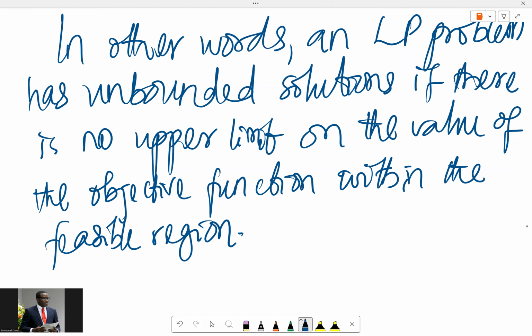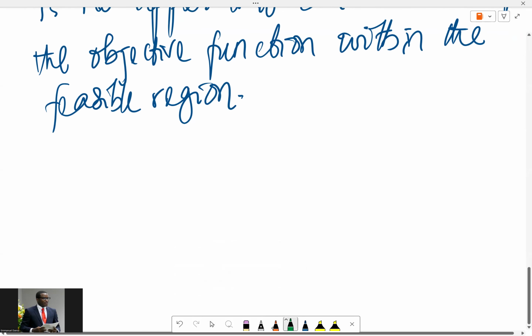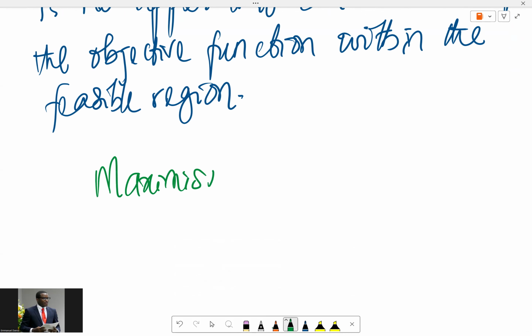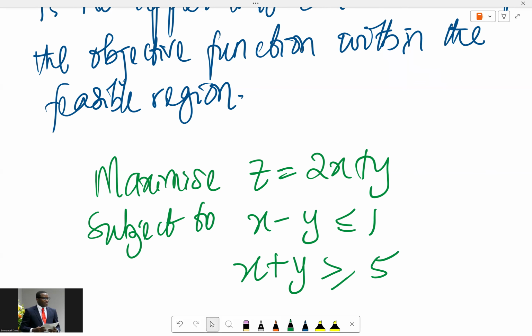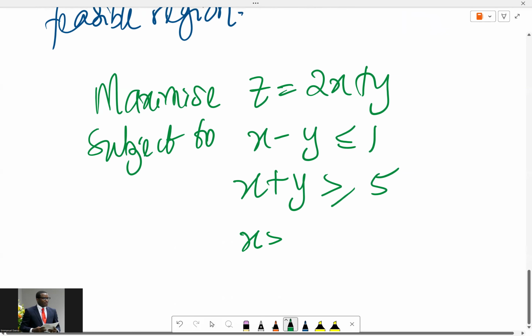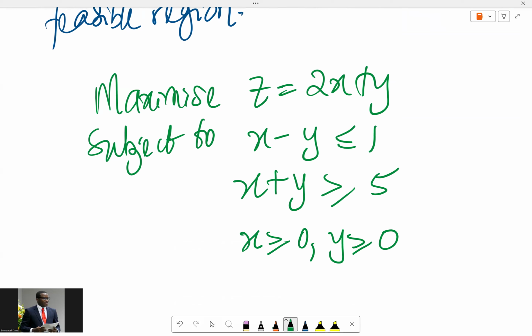Now, let's take an example to demonstrate this, to drive the point home. So here we want to maximize z equals 2x plus y subject to the constraints: x minus y is less than or equal to 1, and x plus y is greater than or equal to 5, as well as the non-negativity constraints as usual. All right, we already know the standard procedure for solving this.